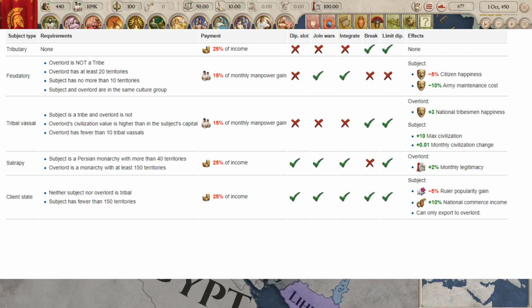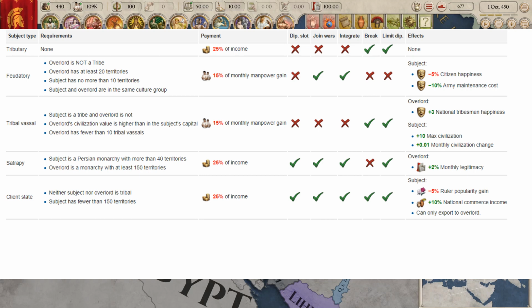To make a tribal vassal, the target nation must be a tribal nation, and you must not be tribal. I repeat, you must not be tribal or it doesn't work. Your civilization level must also be higher than the target's capital civilization level. You are also limited to 10 of these types of vassals, so remember that. If you have 10 and you go to make an 11th, you cannot do it.